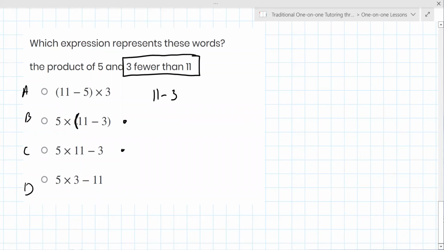The difference is these parentheses. The parentheses tell you to do that part first. And that is correct here. This is an English language thing, but you're supposed to know to do 3 fewer than 11 before the product. I don't have the right words to explain that to you right now, but we'll just go with it.